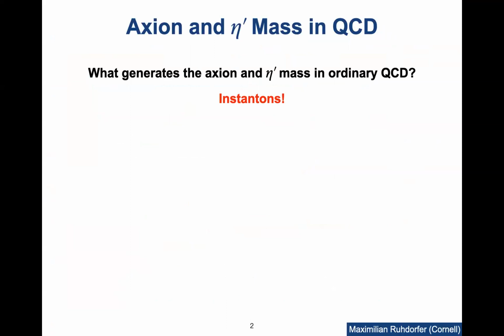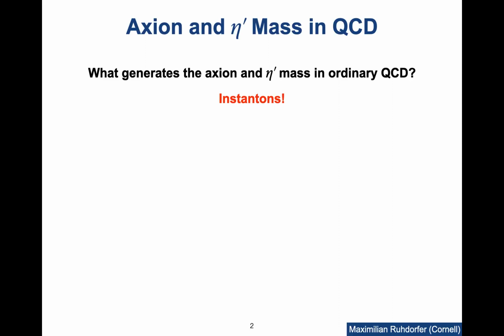So the whole project started with a seemingly simple question: what is it that actually generates the axion and eta prime mass in QCD? The average phenomenologist, and also myself maybe half a year ago, would have said, of course, it's instantons. Instantons explicitly break the chiral symmetry through the anomaly, and therefore they should give a mass to the axion and also the eta prime.